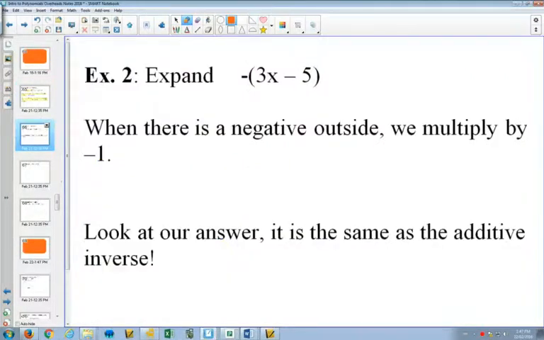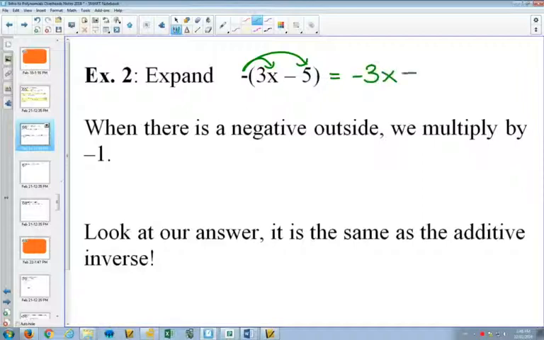So here's our second example. We're going to expand. So again, it gives you that command word, and you have to know expand means get rid of the brackets. And if there's a negative outside, and we've seen this before, that negative goes to both of them. And 2 negatives equal a positive. So negative times 3x will equal negative 3x. And the negative times the negative 5 will be plus 5. Again, we have no like terms.